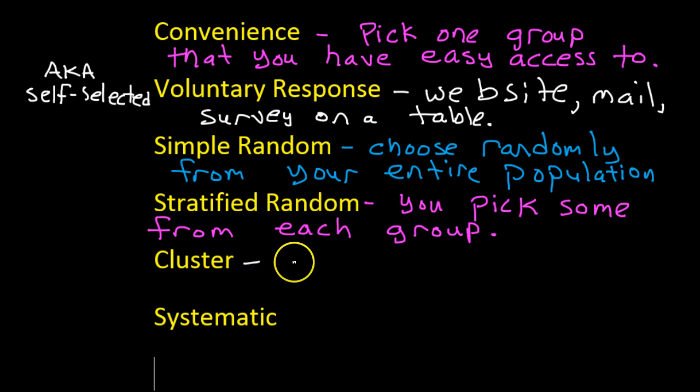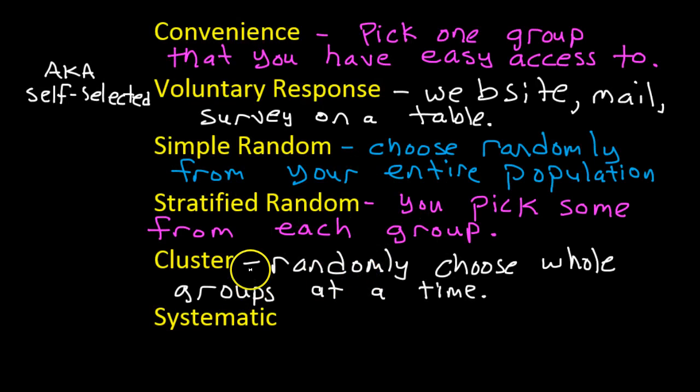Now, cluster is where you randomly choose whole groups at a time. So back to my classroom example, if I randomly picked 5 classrooms to survey, then if you're in one of those 5 classrooms, I automatically survey everyone in the classrooms that I choose. But I'm randomly choosing entire classrooms, so that would be cluster.